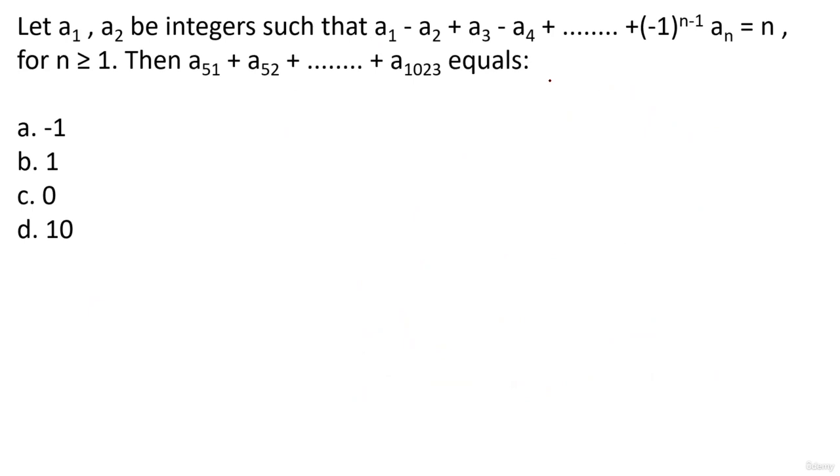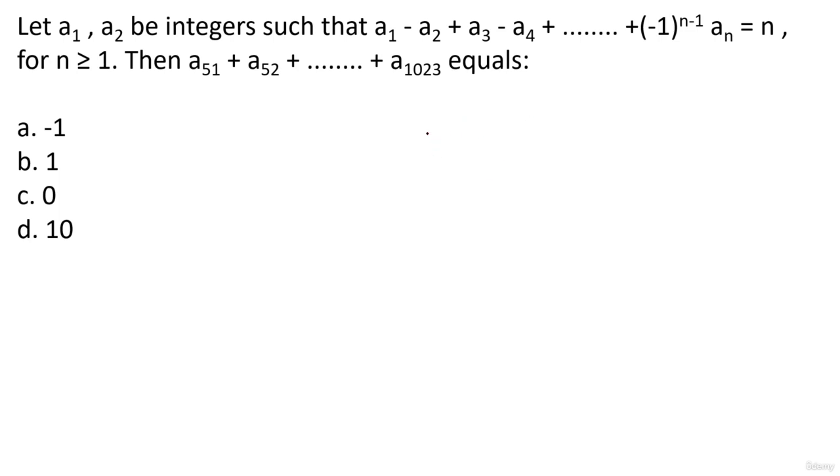So let a1, a2, ... be integers such that a1 minus a2 plus a3 minus a4 up to (-1)^(n-1) an is equal to n for n greater than or equal to 1. Then a51 plus a52 up till a1023 equals what? Minus 1, 1, 0, or 10. You can just pause the video as usual and try this question out.